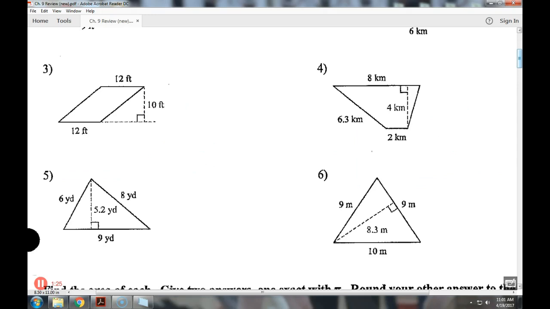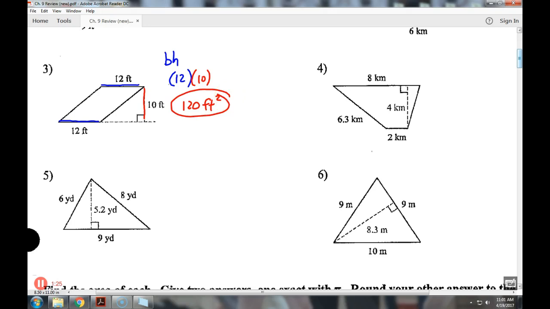So 3 and 4, so this shape right here is a parallelogram. Parallelogram, I got 2 bases. Area of a parallelogram is just base times height. It's just like a rectangle. So my base is 12, and kind of similar to the triangle in the last one, the height is 10. The height is defined as the distance between the 2 bases. So that would come out to be 120 square feet.